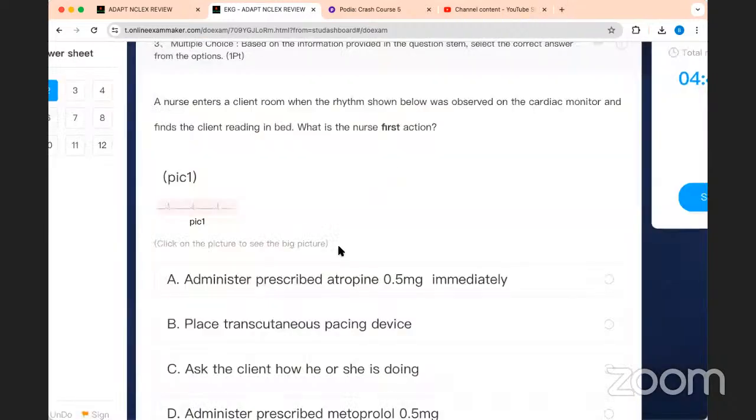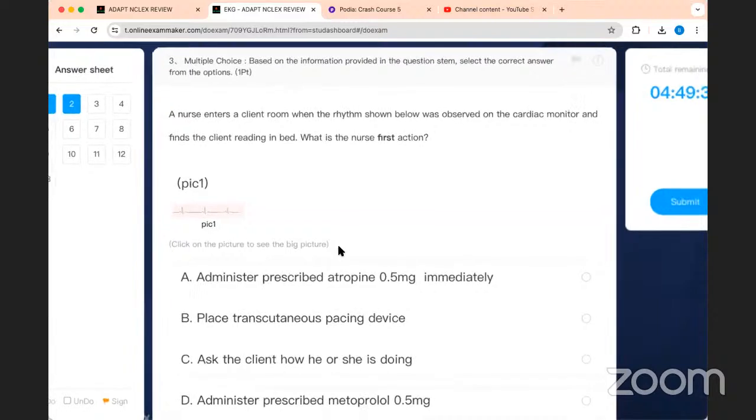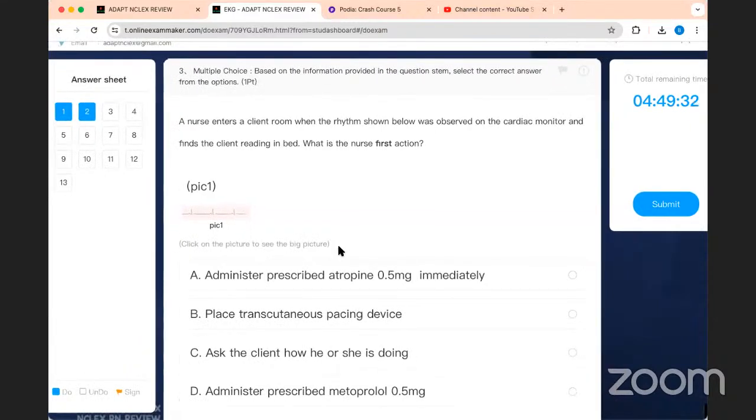But what is the problem? It's bradycardia. The patient is in bed and he's reading the book. What do you want to do? The key with bradycardia is you have to check if they have symptoms. That's all. Does this patient have symptoms? If they have symptoms, you treat them, right?